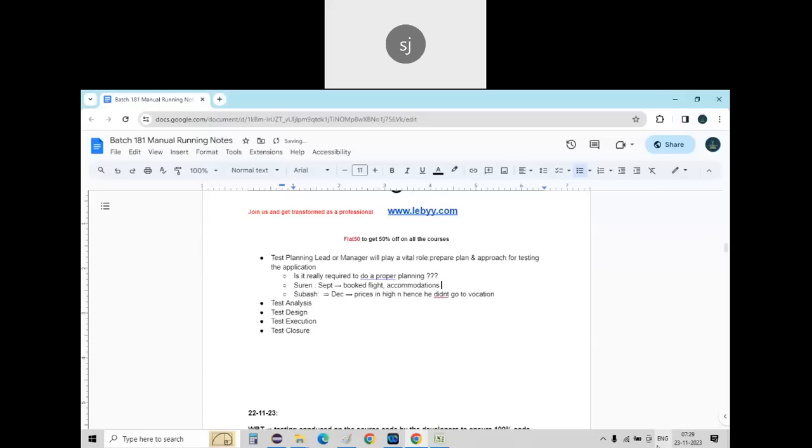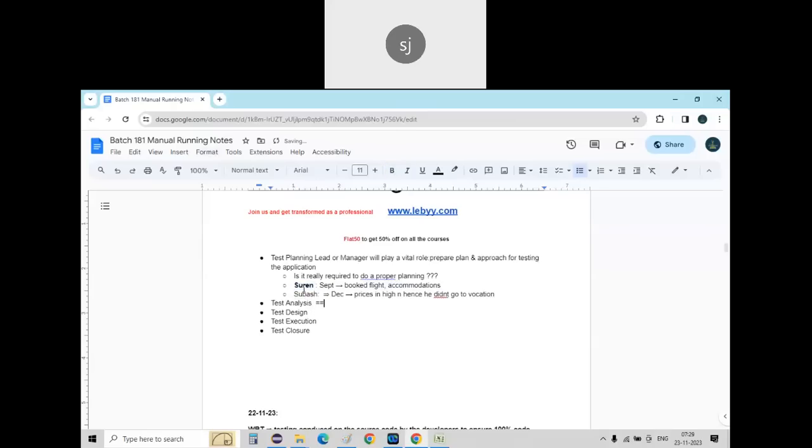But in the example, if you observe, as Surendra did thorough planning, he completed his vacation in an effective way. So, not only for this vacation, guys, in the real world, whenever you are working on your application, if you do proper planning, then only will things be delivered in an effective way. So, planning is required.